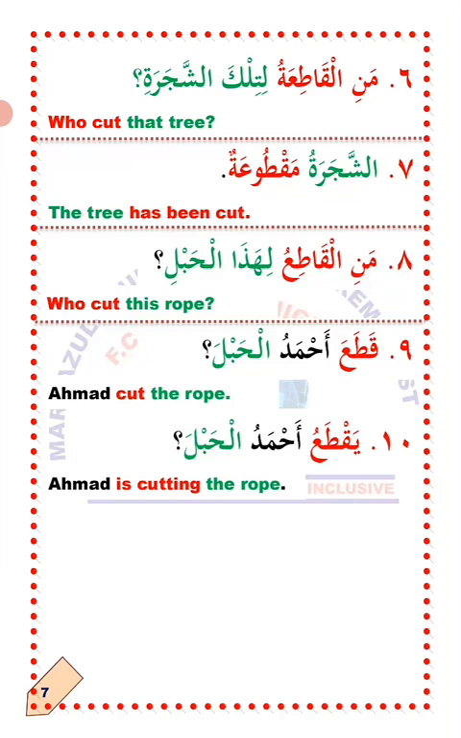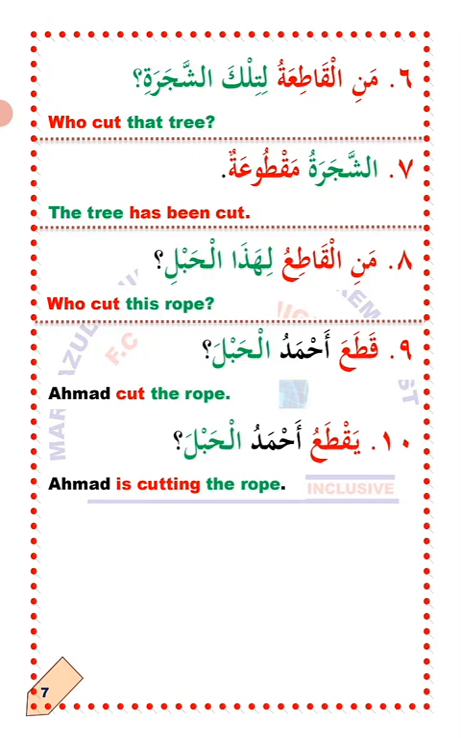Number 7. Ash-shajaratu maqtu'a. The tree has been cut. So maqtu'a is an example of maf'ul, while al-qati'a is an example of fa'il in sarf. Number 8. Man al-qati'u li hadha al-habl. Who cut this rope? You are asking about the person who did the cutting to the rope. So that is fa'il. So the right word to be used to describe the person is fa'ilun, following the same pattern, qati'un. So al-qati'u is an example of fa'ilun in sarf.